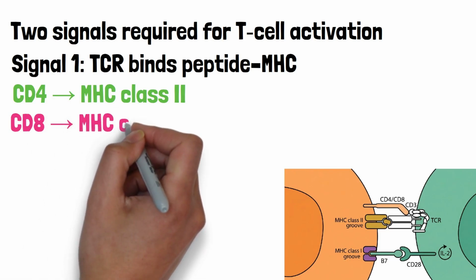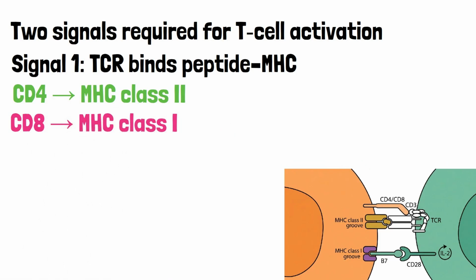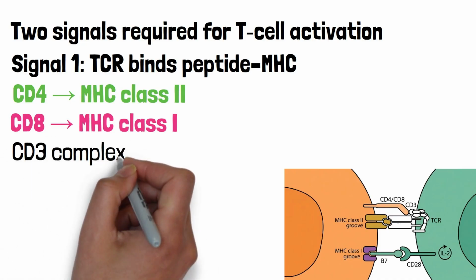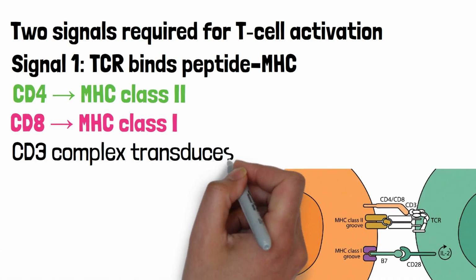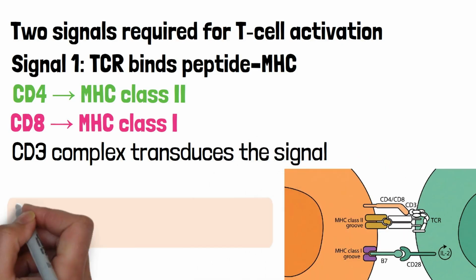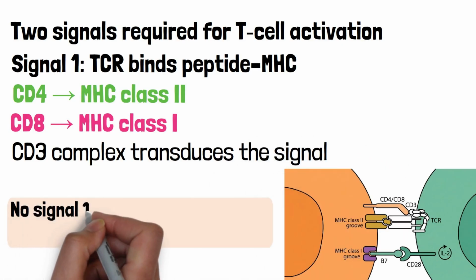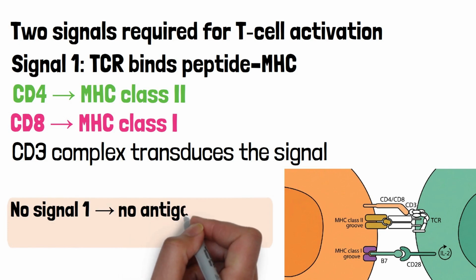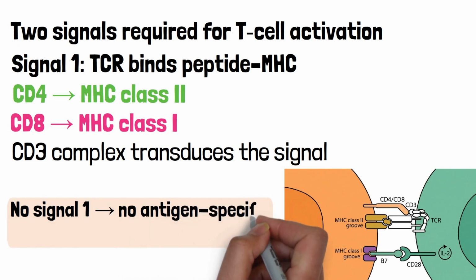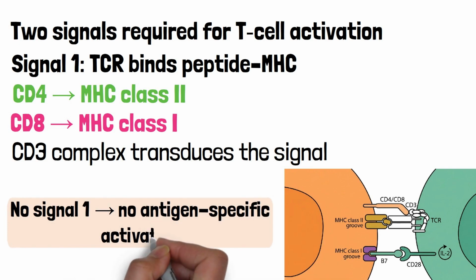CD4 pairs with MHC class II, while CD8 pairs with MHC class I. Underneath all of that, the CD3 complex is what actually carries the signal into the cell. Without this antigen-specific signal 1, there's simply nothing for the T cell to respond to, which is exactly why a second, non-specific signal still has to happen before the cell fully activates.